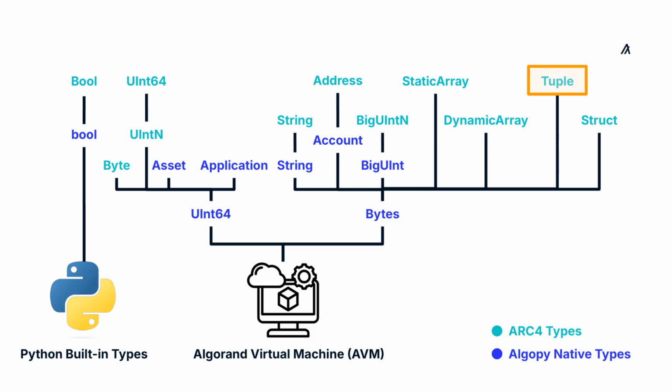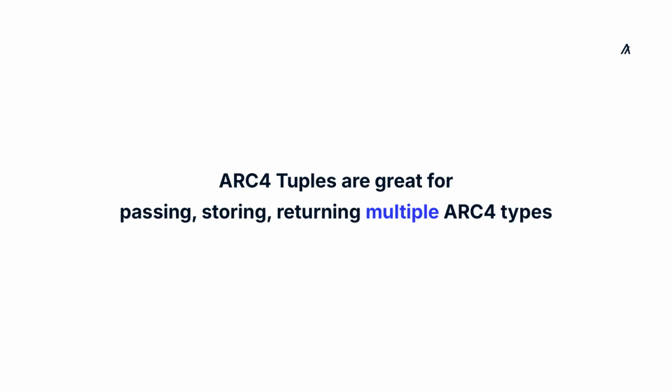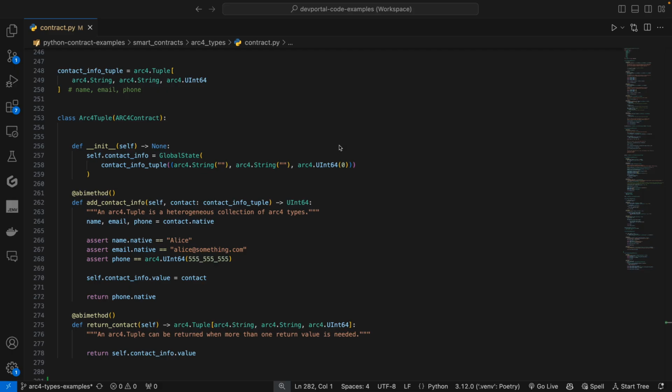ARC4 tuples are tuples containing other ARC4 types. ARC4 tuples are great for passing, storing, and returning multiple data types. Just like native Python tuples, ARC4 tuples are immutable, so you can't modify elements stored in the tuple after you store them. Let's go through this contact storage contract to learn how to use tuples.